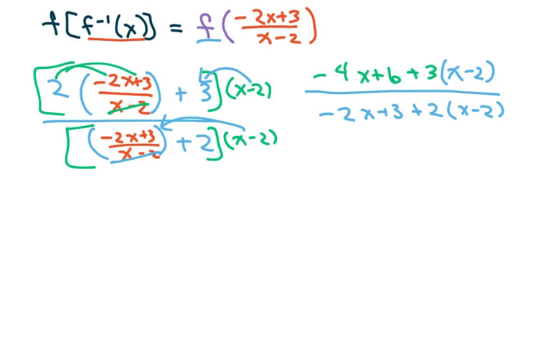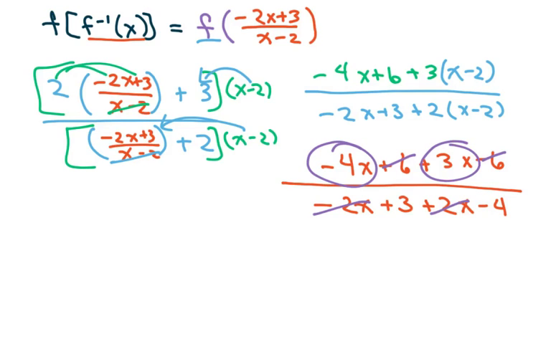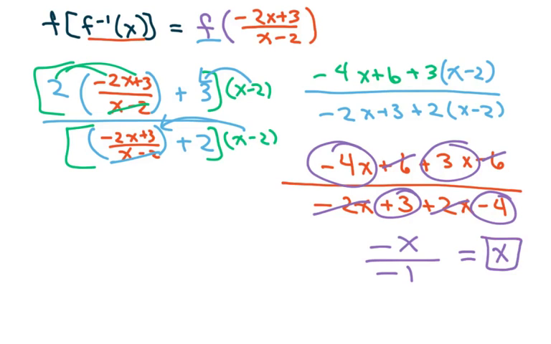Hopefully I did this right. Let's see. I get negative 4x plus 6 plus 3x minus 6. In the denominator, I get negative 2x plus 3 plus 2x minus 4. So let's see what we can cancel and see if I did this. So the 6's cancel. And what did I do wrong here? Okay, the 2x's cancel. So when you add these two, you get negative x. When you add those two, you get negative 1. So that equals x. So good.